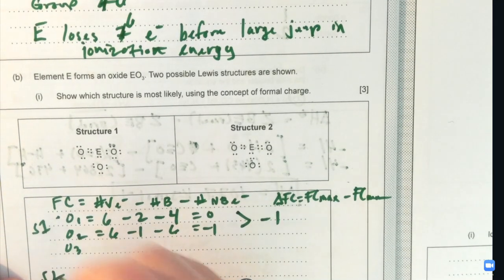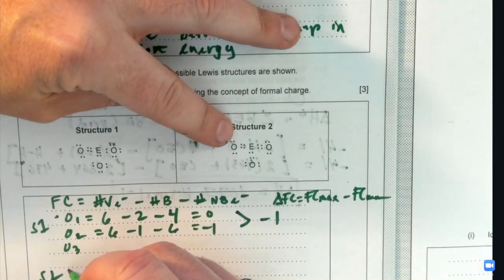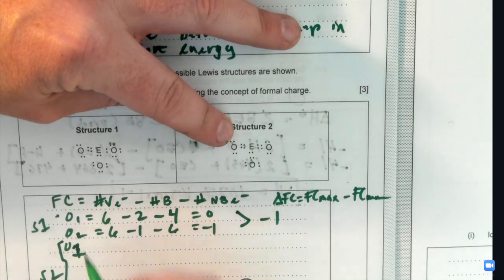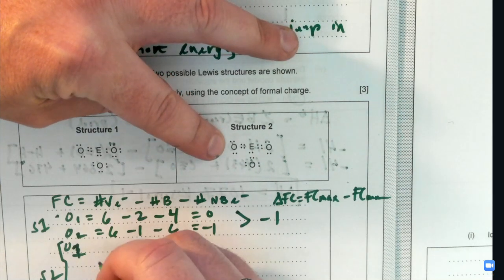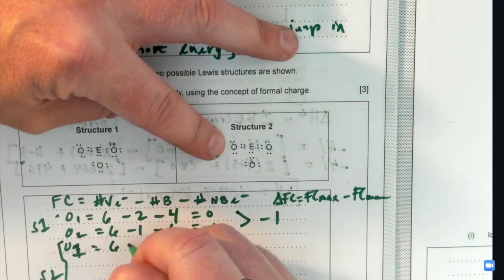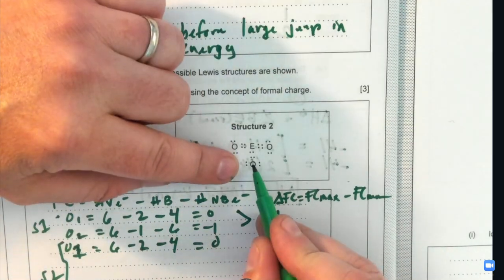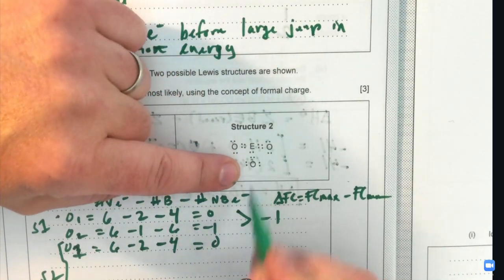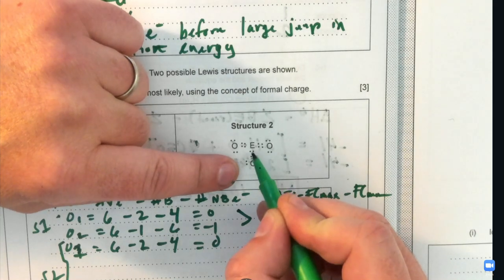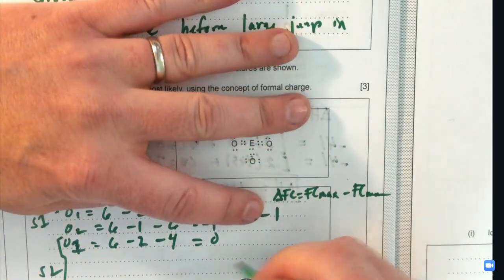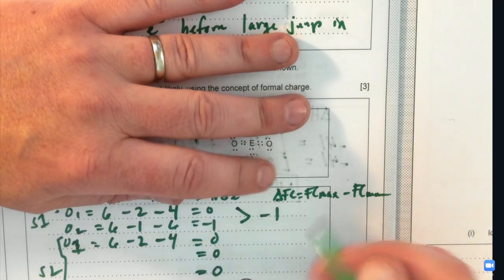All right, for structure 2, we're going to do the same thing. I'll start with the oxygen over to the left. I'll call that oxygen number 1. That's all going to be structure number 2. That's going to be 6 valence electrons minus 2 bonds minus 4 non-bonding electrons, same as this one up here. This oxygen is also the same, right? Because 2 bonds, everything the same. That one's the same. Ooh, so structure 2, all the formal charges are 0.